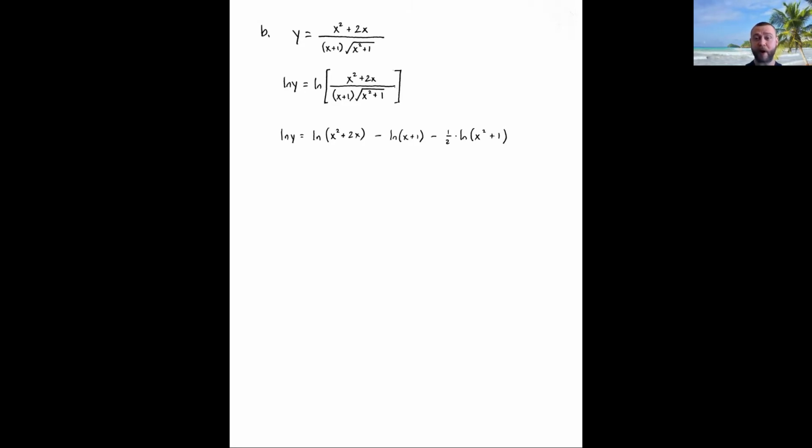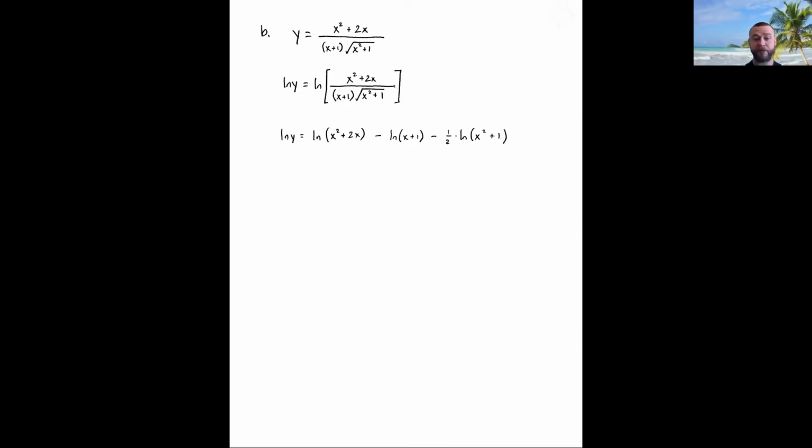Also notice the square root in the denominator. You can think of that as a 1/2 power. So you can apply property 3 to bring that 1/2 power down to that last logarithm, which is where 1/2 times natural log of x squared plus 1 comes from. So for this simplification, we applied all 3 properties of logs: property 1, property 2, as well as property 3.